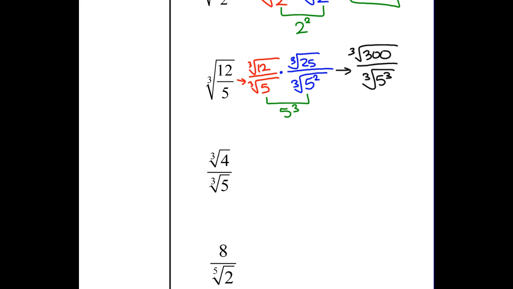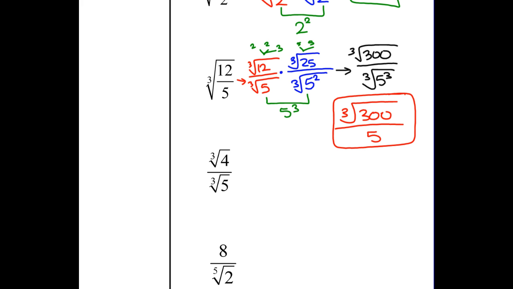I can look over here at my cube root of 12 and my cube root of 25, before I put them together. This becomes 2 times 2 times 3, and this is 5 times 5. They don't have anything that'll cancel out with cubes, so it stays the same, but I can simplify my last piece there to make this the cube root of 300 divided by 5. That is what our fully simplified version would look like.